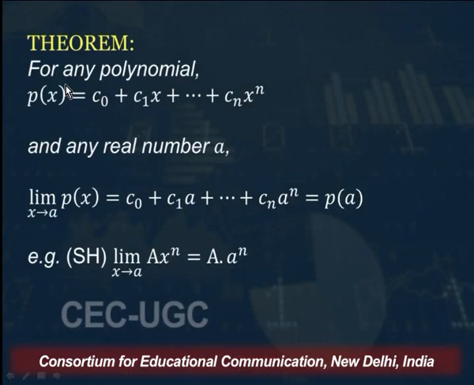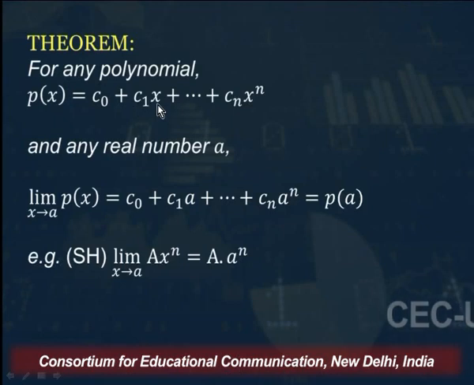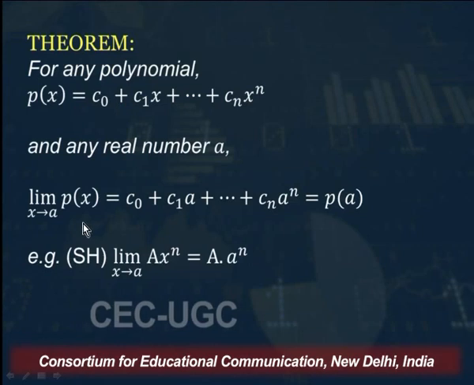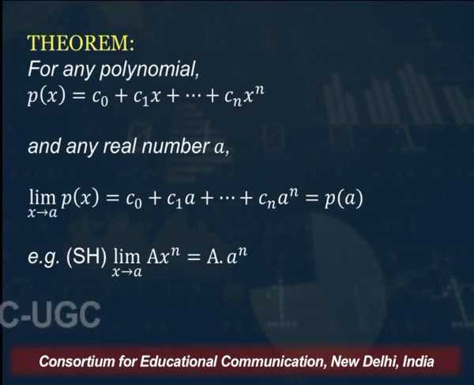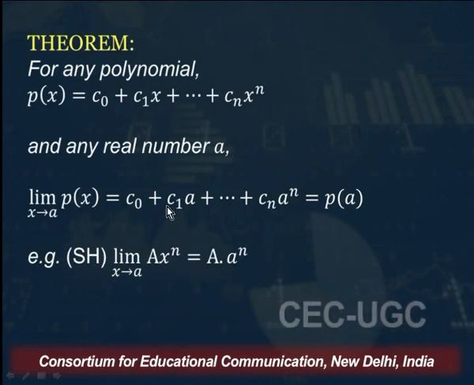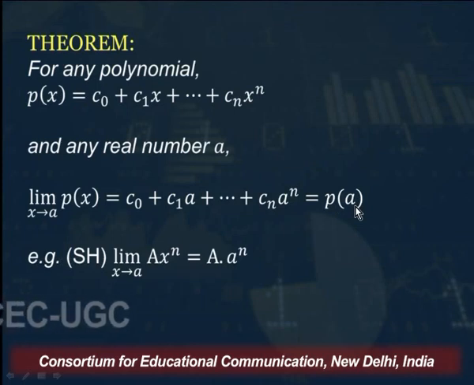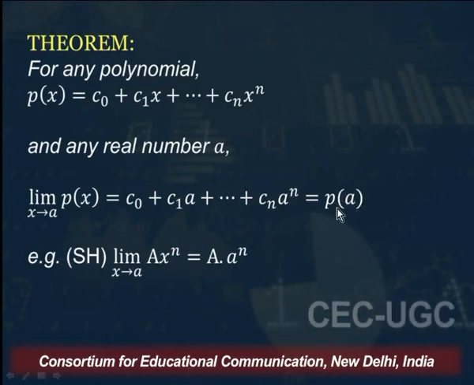Look at the next example. If I have a polynomial p of x given by c naught plus c1 x and so on till cn x to the power n, and any real number a, then the limit of p of x as x tends to a is nothing but, you can simply substitute the value a here. So the limiting value is c naught plus c1 a and so on till cn times a to the power n. So the limiting value of the polynomial as x tends to a is nothing but the value of the polynomial function p of x at a.